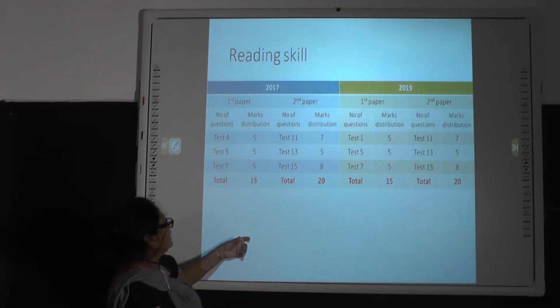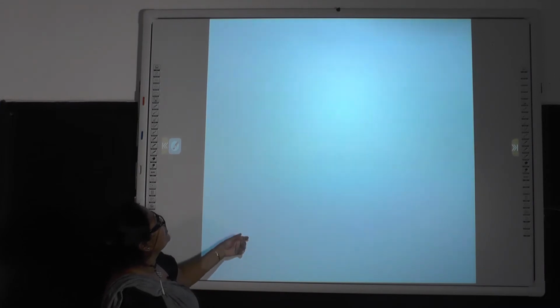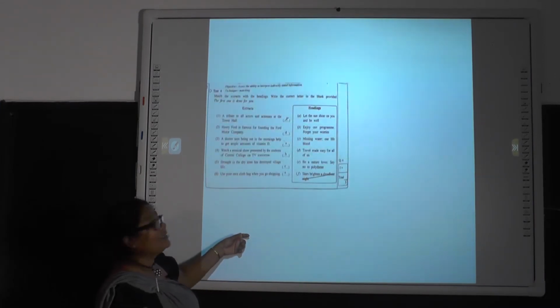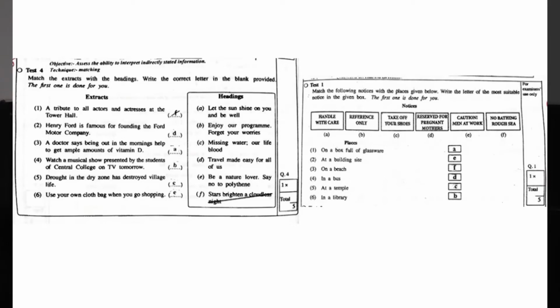Now we'll see. These are the examples, from 2017 and 2019. You can see test 4 and test 1. You see what simple activities they are. So what you have to improve is reading and understanding. Now look at this.